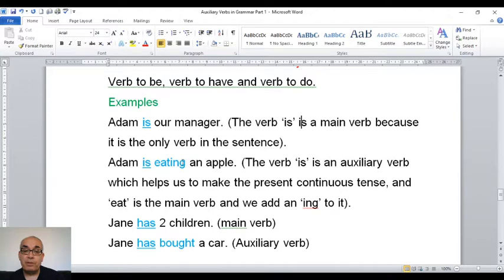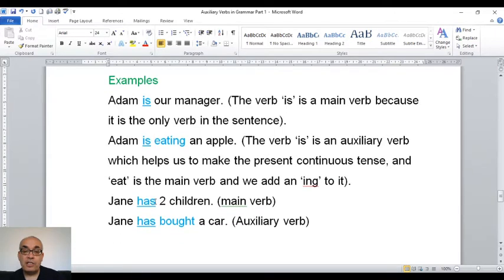Adam is eating an apple. So here we have 2 verbs and we are using is to make the present continuous. So the verb is is an auxiliary verb which helps us to make the present continuous tense. And eat is the main verb and we add ing to it. Jane has 2 children. Has is a main verb. Why? It is the only verb in the sentence. Jane has bought a car. We have 2 verbs. So the first verb is an auxiliary verb and the second verb is a main verb.